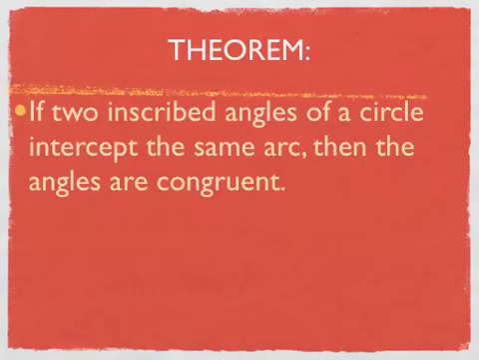This next theorem follows closely to the example that we just did. It says if two inscribed angles of a circle intercept the same arc, then the angles are congruent. In that last example, we had three different angles which were all intercepting the same arc, which measured 90 degrees, and all three angles measured 45 degrees. This theorem is saying that that's always going to be true. Two angles that are inscribed and intercept the same arc are always going to have the same measure.